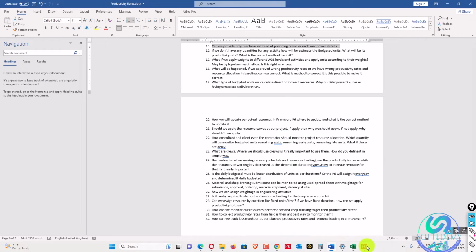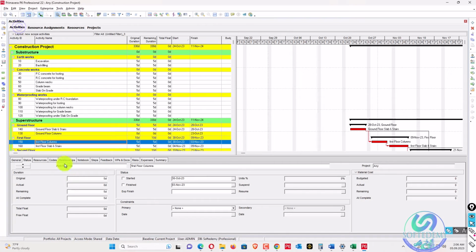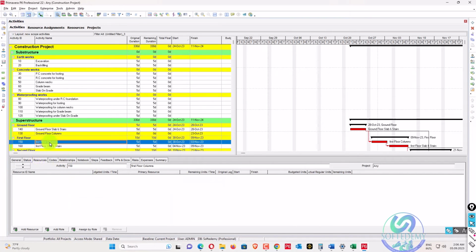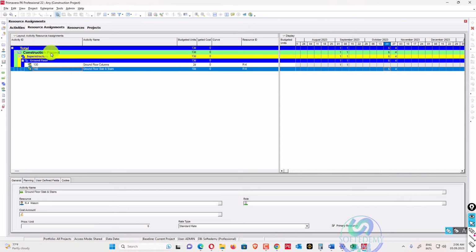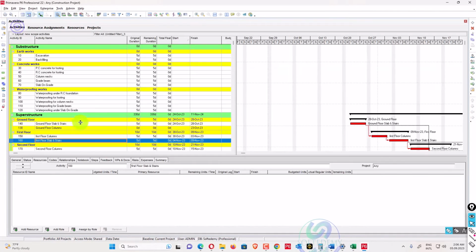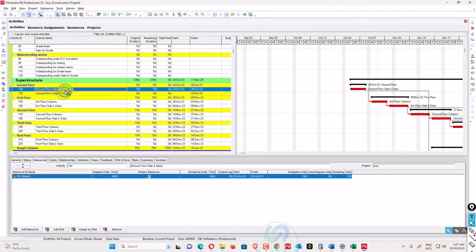In Primavera P6 you will update the actual units in the resources. You can go to the resources and see what resource has been assigned. If an activity has been assigned, like this one, ground floor slab, you can add an actual units column here, and I will go to ground floor slab and add the actual units column.